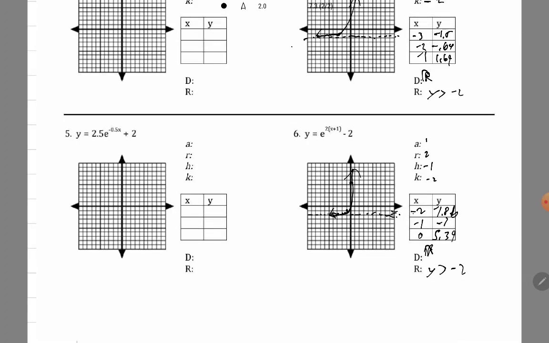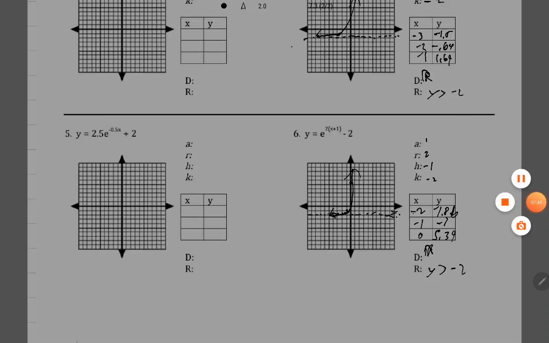So hopefully that helps you in graphing these. And that's it for me.